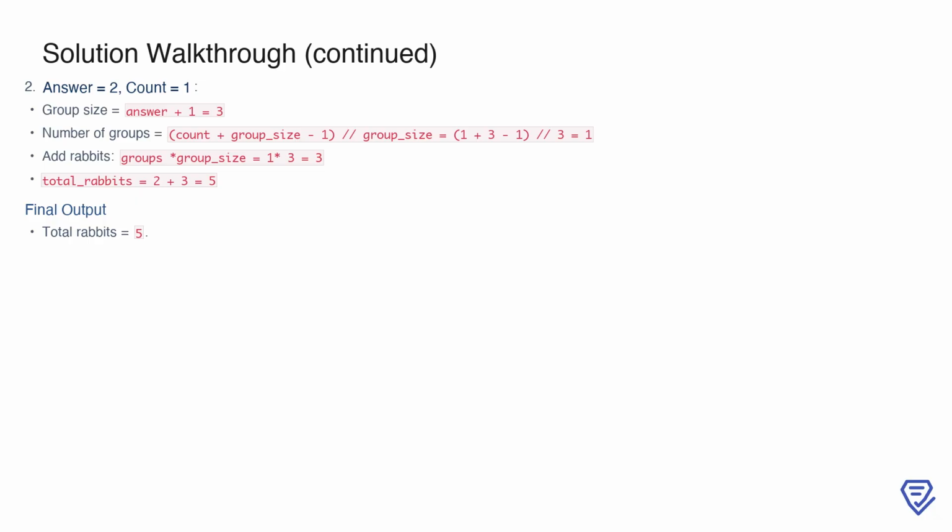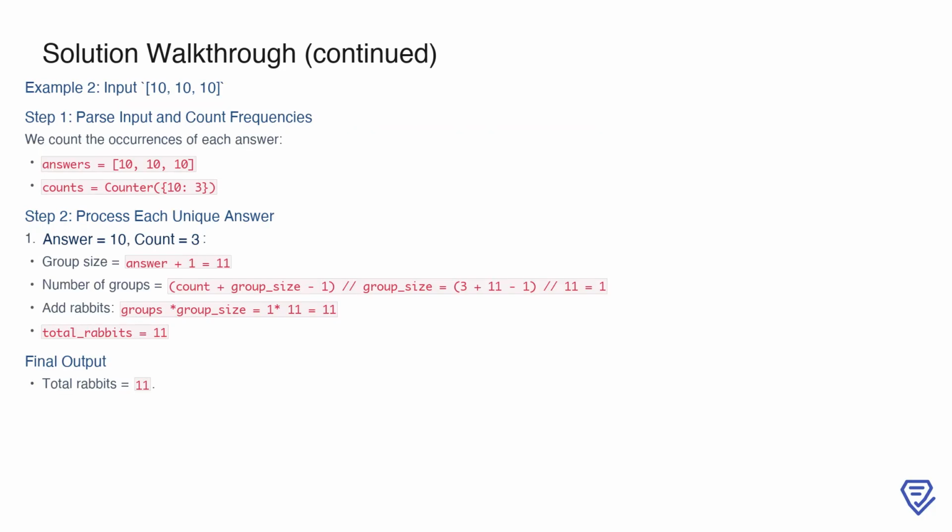Next, we process the answer 2, which has a count of 1. Using the same logic, the group size is answer plus 1, which equals 3. For one rabbit reporting this answer, the number of groups is calculated as (count + group_size - 1) / group_size. Substituting the values, this becomes (1 + 3 - 1) / 3, which equals 1 group. Each group contributes group_size rabbits, so we add 1 * 3 equals 3 rabbits to the total. Adding this to our previous total, we now have 2 plus 3 equals 5 rabbits. This gives us the final output for this example, which is 5 total rabbits.